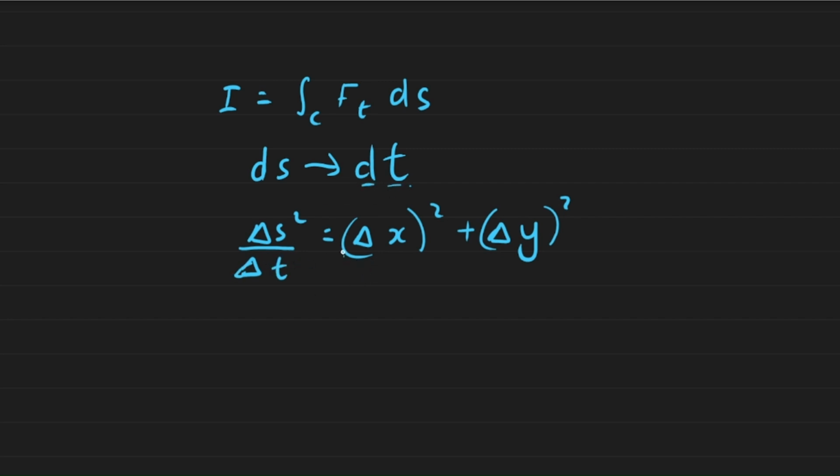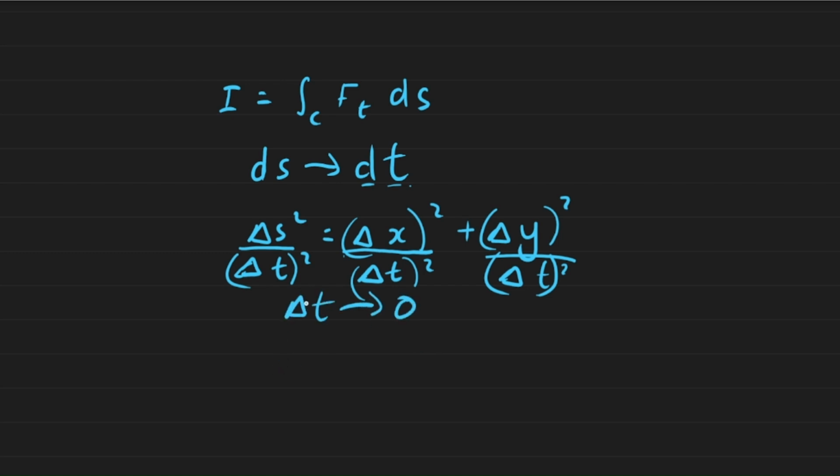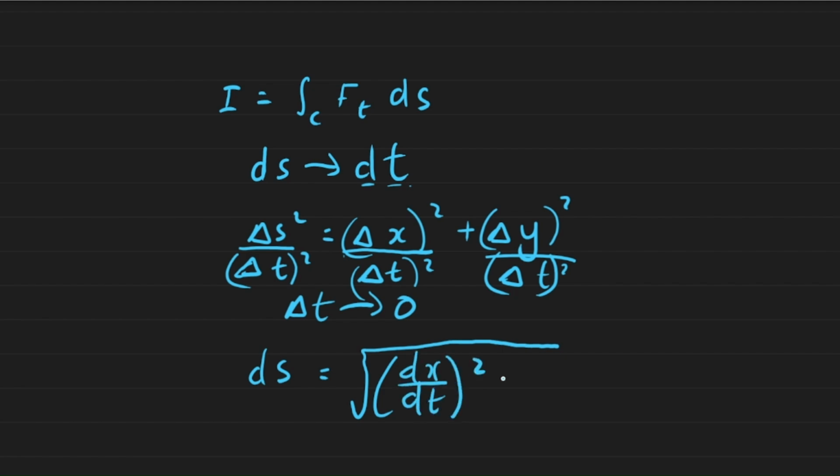And all we'll do is simply divide by the variable that we want to look at it in terms of, in this case, t. We'll divide this entire equation by delta t squared. So we just solve for ds as we had done previously, but before that we let delta t approach 0. So delta s over delta t becomes ds dt. If we solve for ds, what we get is that ds is equal to the square root of dx dt squared plus dy dt squared multiplied by dt.